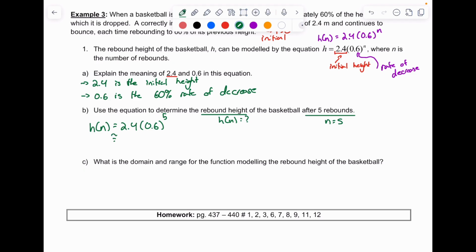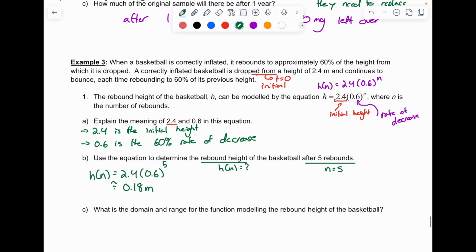it doesn't say to round it to anything, so I'm going to say round to 2 decimal places, 0.18 meters. And is it measured in meters? Yeah, meters.